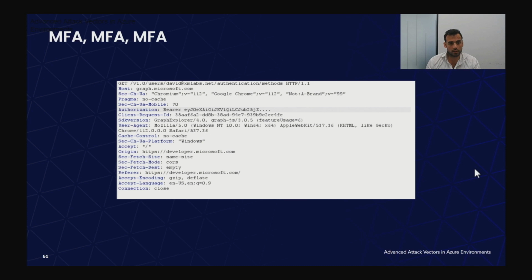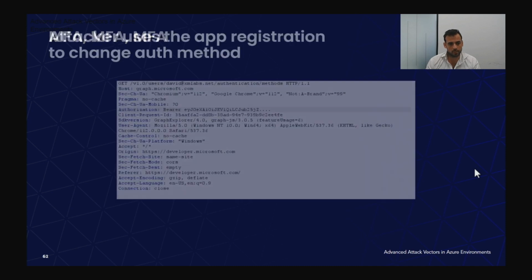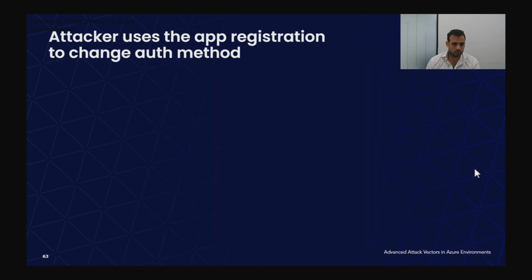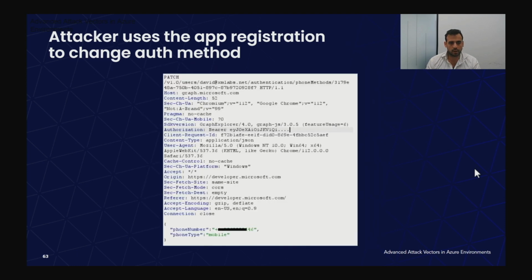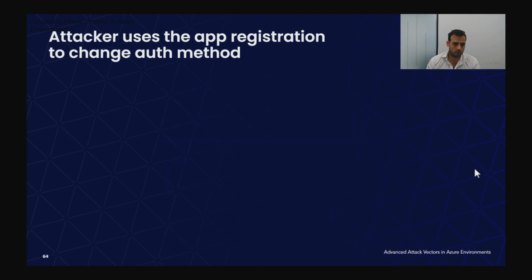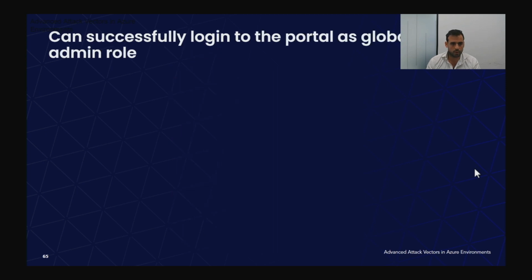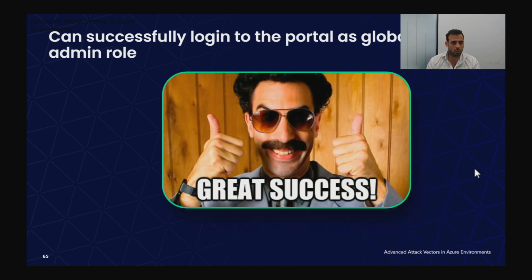So he enumerates the current authentication methods and sees that he has the phone number and the email address, as we saw before in the POC. Next, the attacker uses a PATCH HTTP request in order to change the current phone number to his controlled phone number, and was able to change it successfully. Now the attacker can successfully log into the Azure portal as a global administrator. Great success.